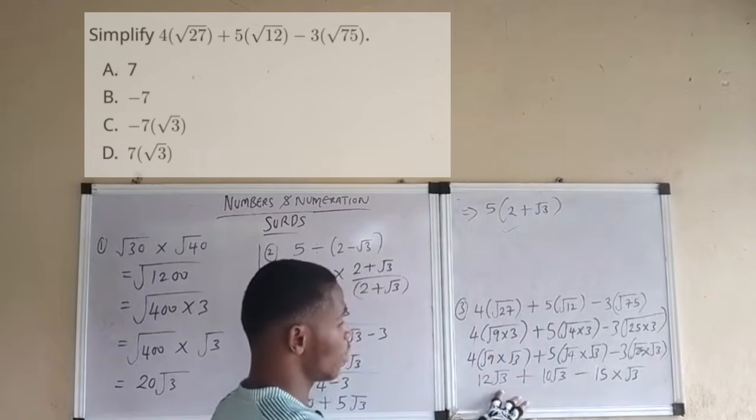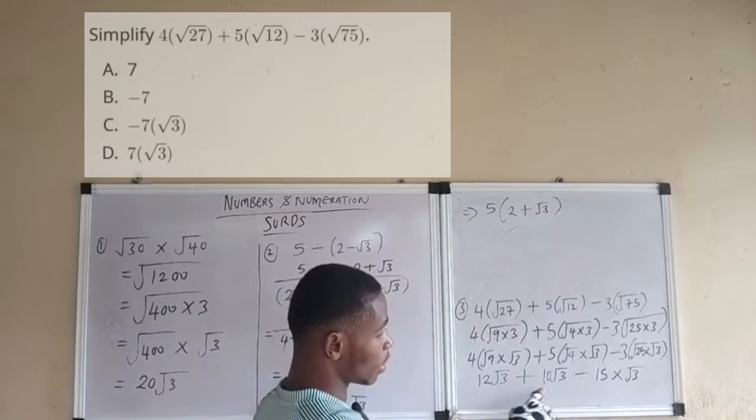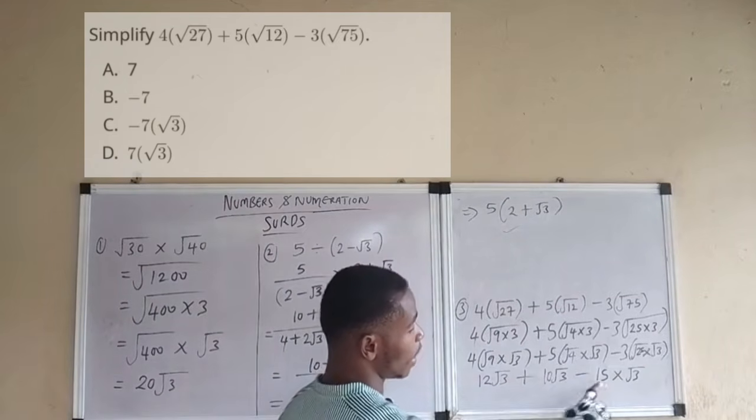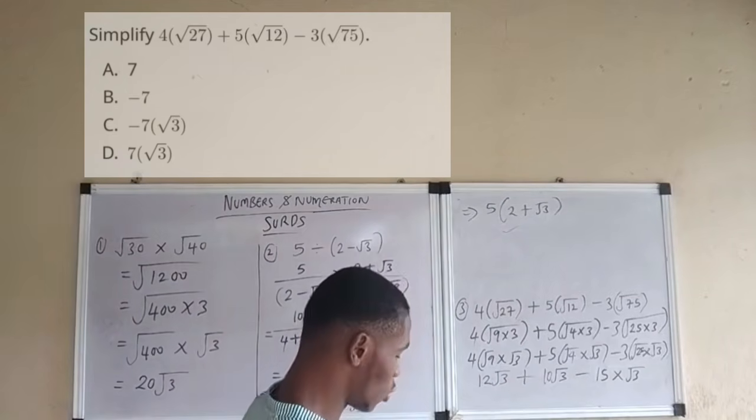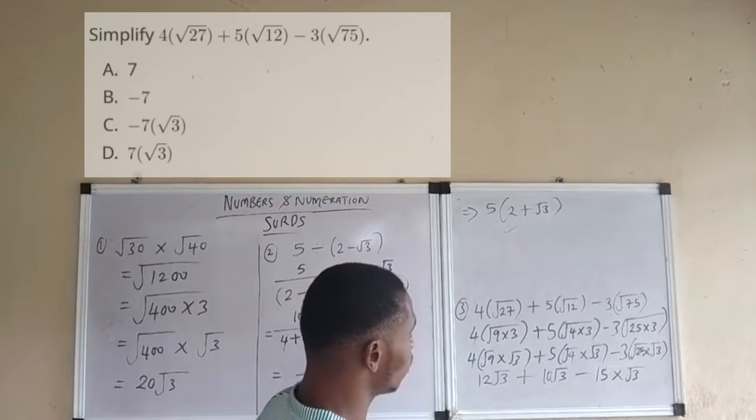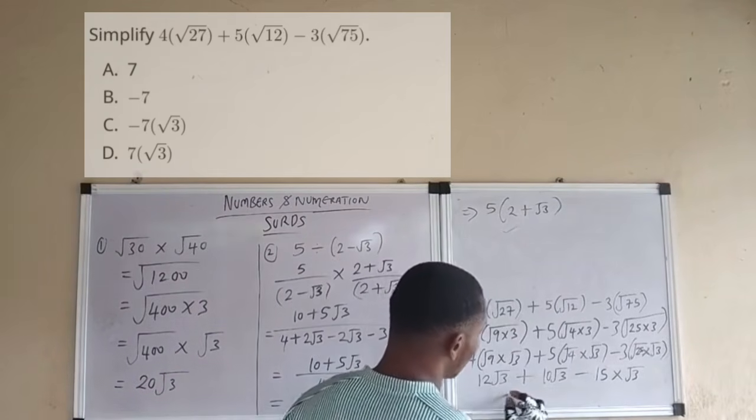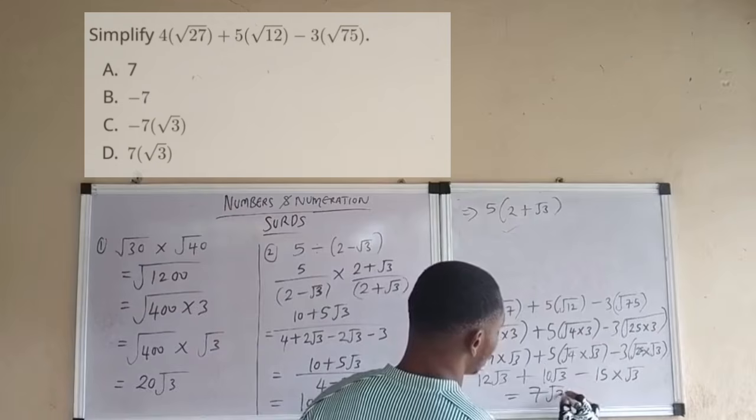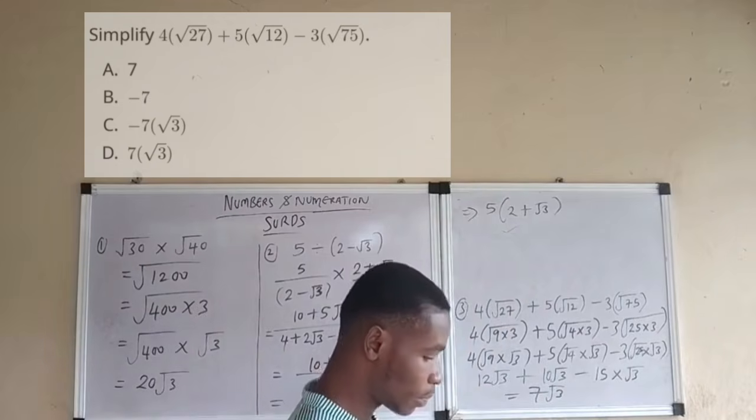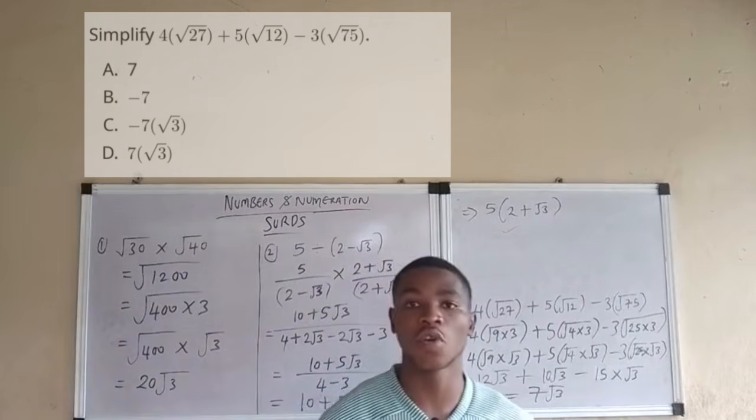You understand? They have the same coefficient of root 3. So 12 plus 10 is 22, then minus 15. Do you understand? So 22 minus 15 is going to give us 7. So the final answer is going to be 7 root 3. Do you understand? So it's very easy to solve surd problems.